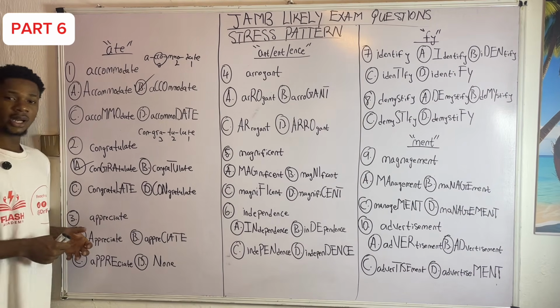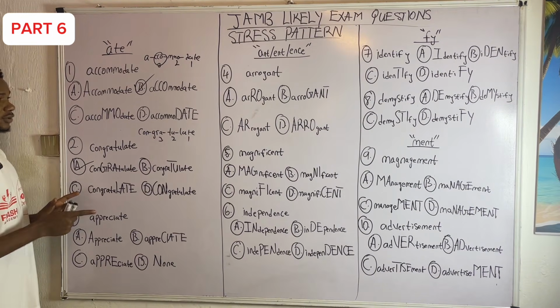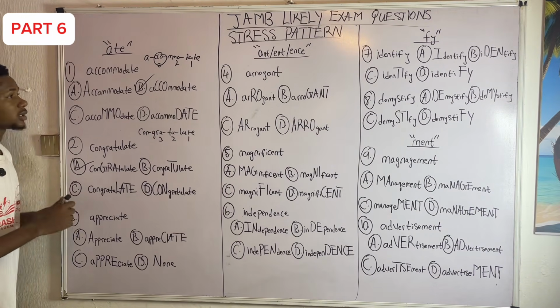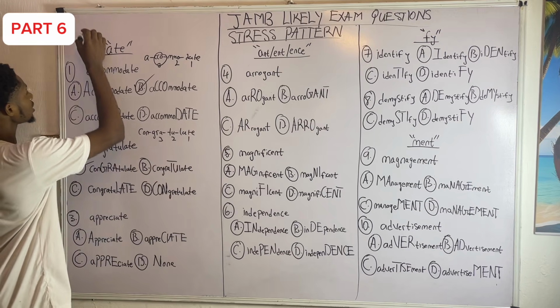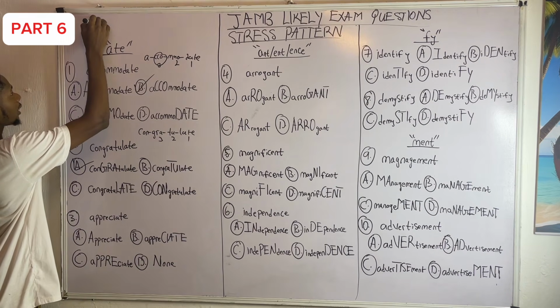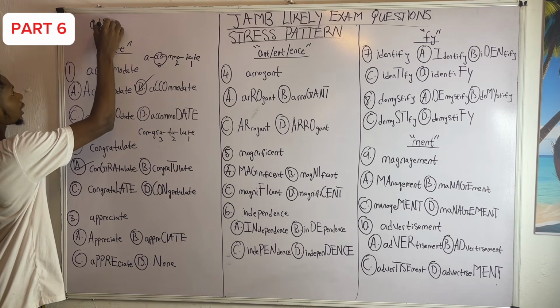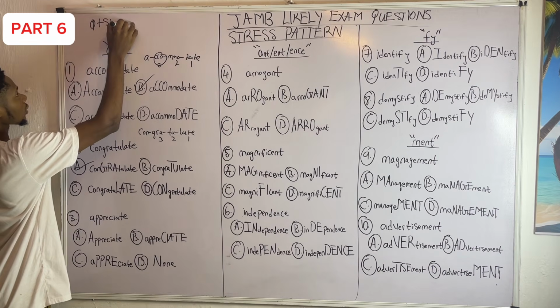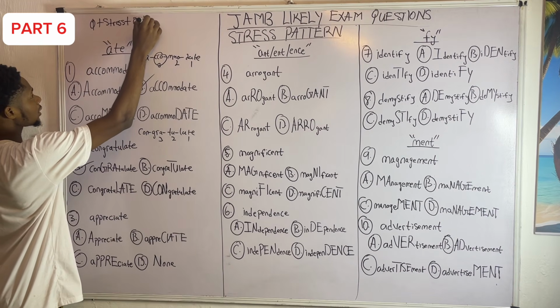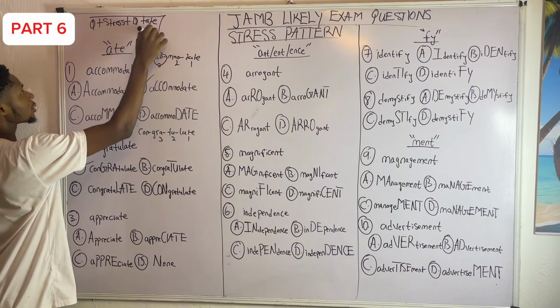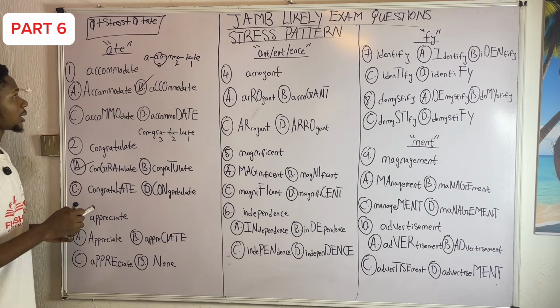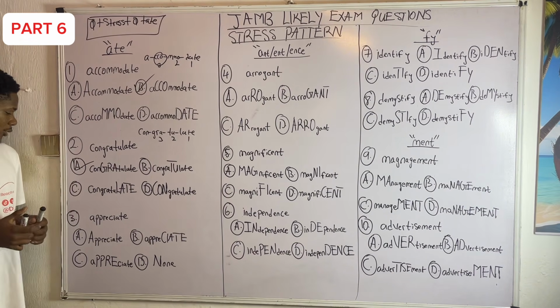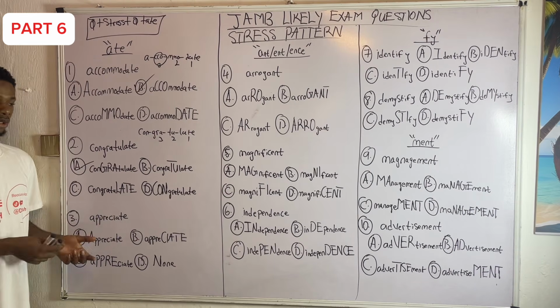Now to stress appreciate, do that while I write a general formula for stressing words ending with ATE. For words ending with ATE, any syllable can come, then we have the stress, then a syllable, and then ATE. That's the formula for stressing words ending with ATE. I'm guessing you have done appreciate by now. What is the right answer?